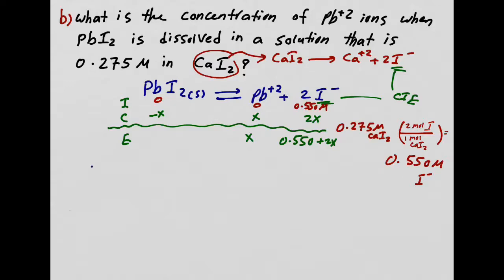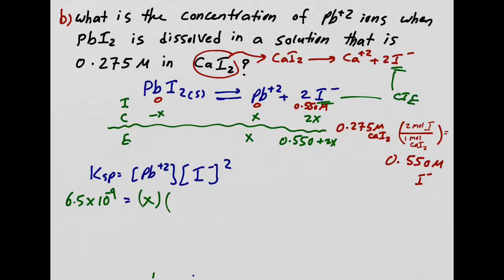So I'm going to go back to my KSP. KSP was the concentration of lead 2 plus ion times the concentration of I to the power of 2. That one has not changed. So my KSP from part A was 6.5 times 10 to the minus 9. This is x. Now what this is, 0.550 plus 2x. I still have to square it, right? Because remember, again, this is just going to be my I concentration. It still has to be squared.